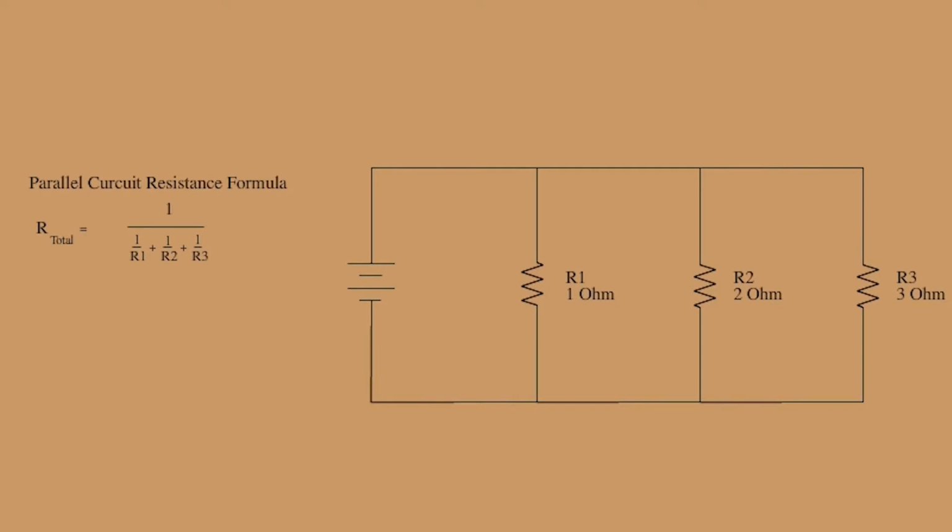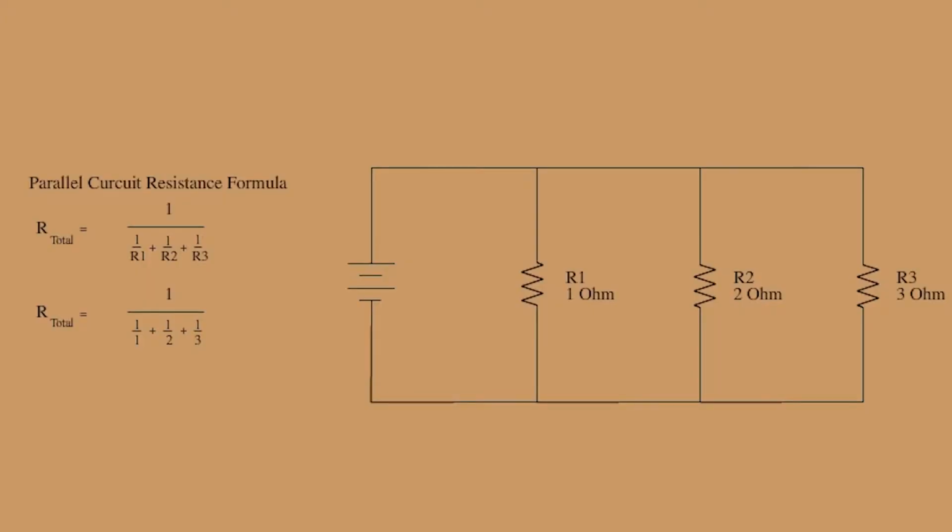But 1 over R1, so let's just take the bottom portion of that and think about 1 over R1 plus 1 over R2 plus 1 over R3. We'll use the same values: resistor 1 is 1 ohm, resistor 2 is 2 ohms, resistor 3 is 3 ohms. So we're going to have 1 over 1 plus 1 over 2 plus 1 over 3.